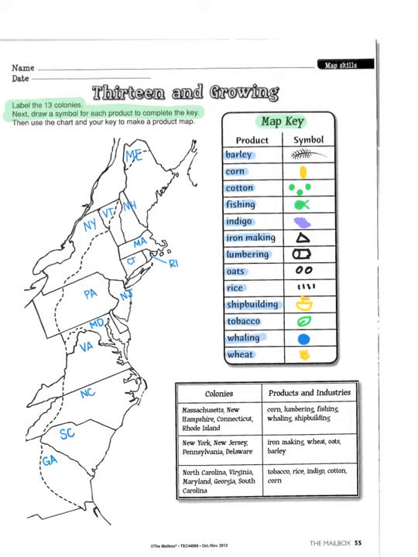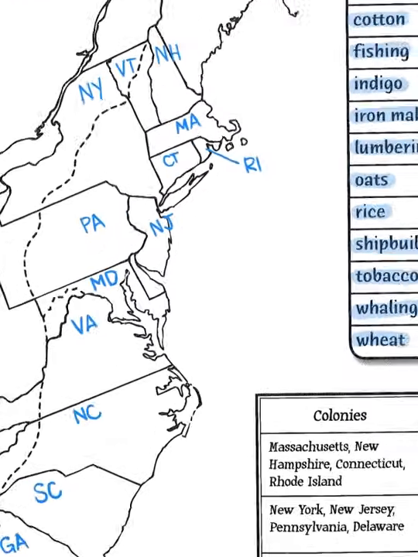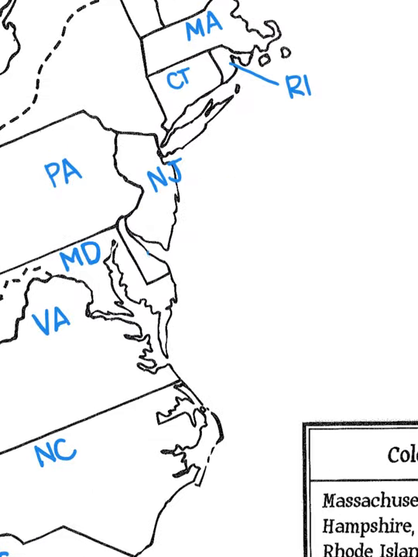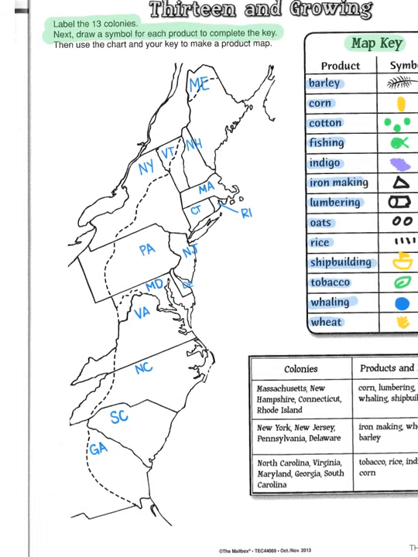Yesterday, we labeled all of the states and I asked you to create symbols for the map key. As you can see, I've completed my map key. Yours will probably look different than mine. I realized yesterday that I did forget to label Delaware, D-E. If you forgot that too along with me, pause for a moment and add that abbreviation for Delaware there.